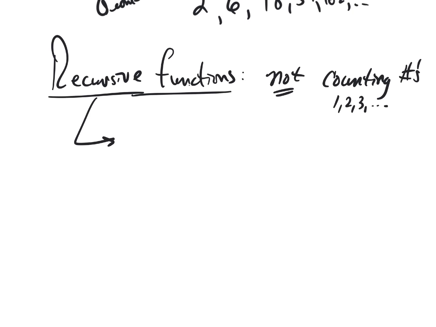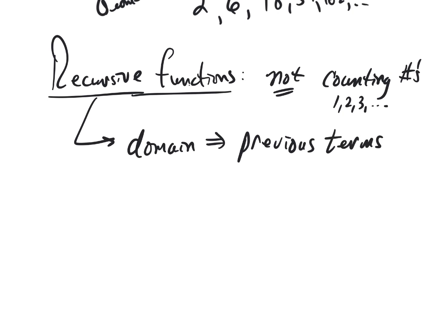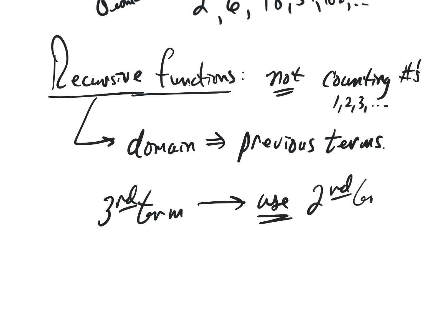What we do instead with recursive functions or sequences is the domain values that we put in are instead previous terms. Okay? So instead of automatically putting in 1, 2, 3, 4, 5 every single time, what we do instead is we use a previous term. What we mean by that is if we were trying to find the third term in a sequence, we have to use the previous term, which would be the second term.